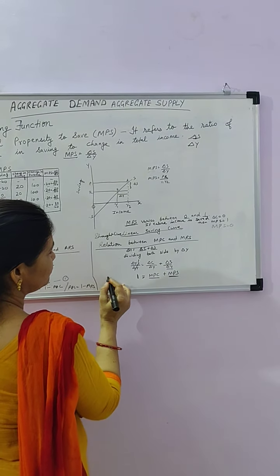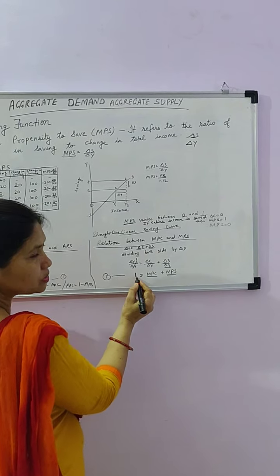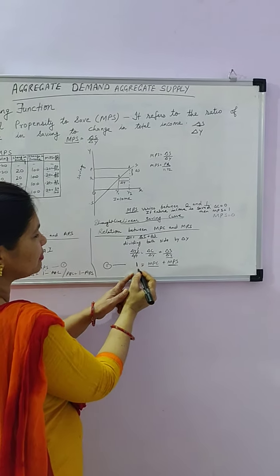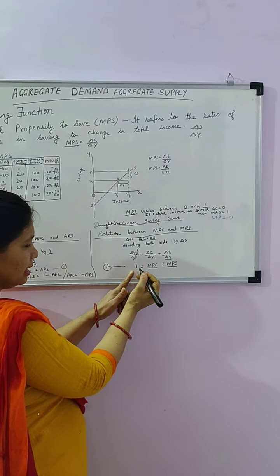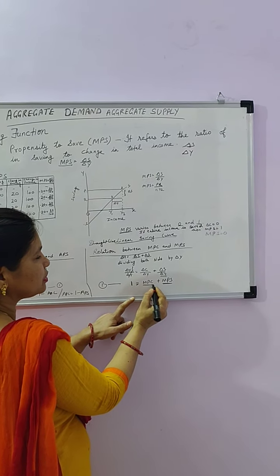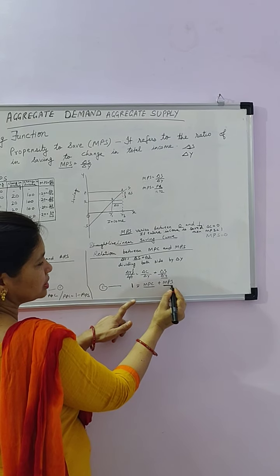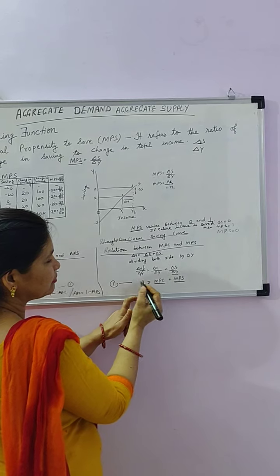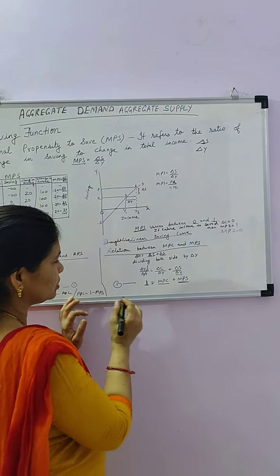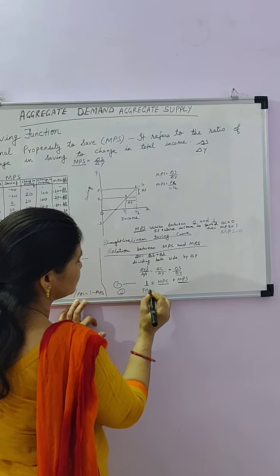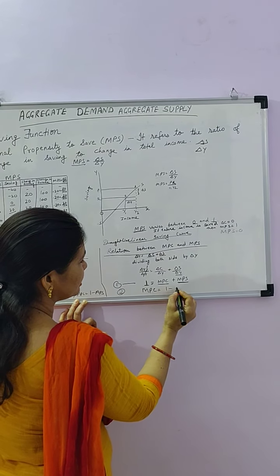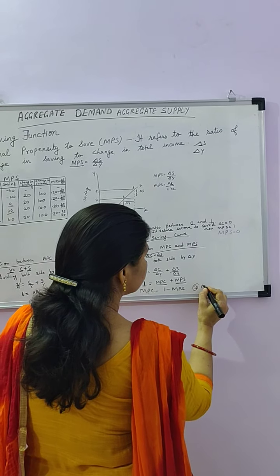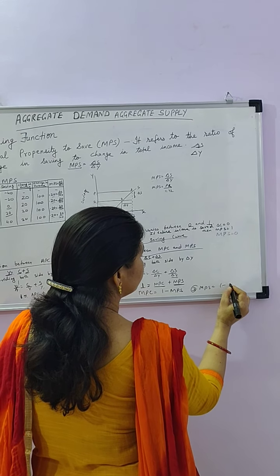So we get this formula: 1, meaning total national income, is equal to MPC plus MPS. That national income we can utilize either for additional consumption or for additional savings. Both come from total income only. So if we have to calculate MPC, MPC is equal to 1 minus MPS, and if we have to calculate MPS, then 1 minus MPC.